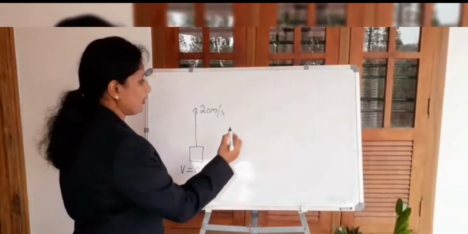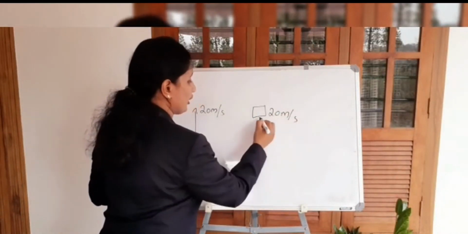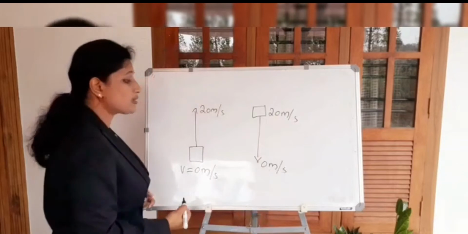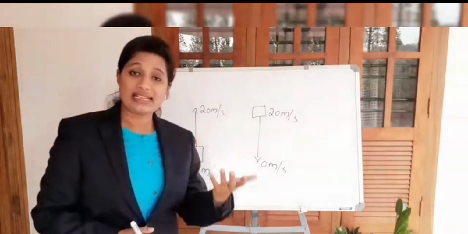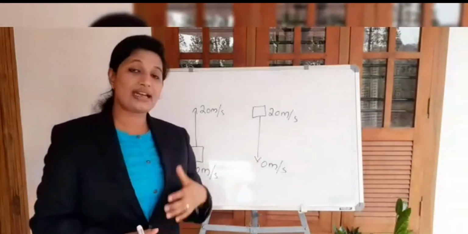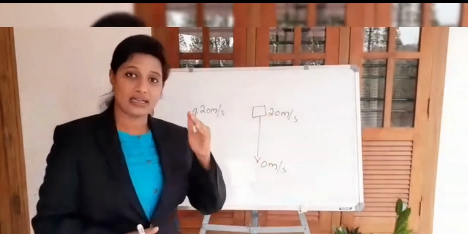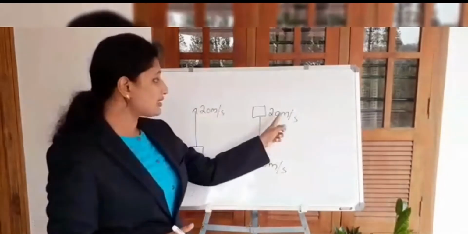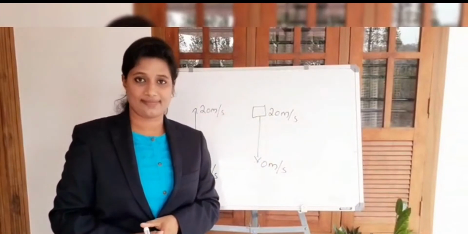Consider another example. A vehicle moving with 20 meter per second of velocity is coming to rest, which means the velocity is 0 meter per second. In this case, we call this deceleration or negative acceleration. Negative acceleration and deceleration show the change in velocity, or in other words, a decrease in the velocity. Here 20 meter per second is decreasing to 0 meter per second of velocity.